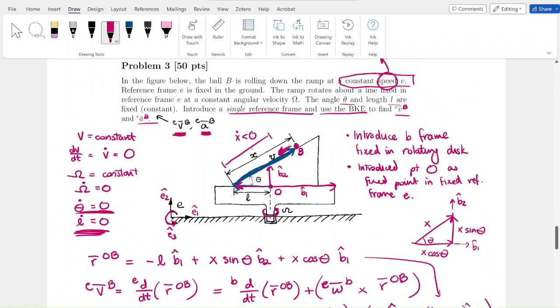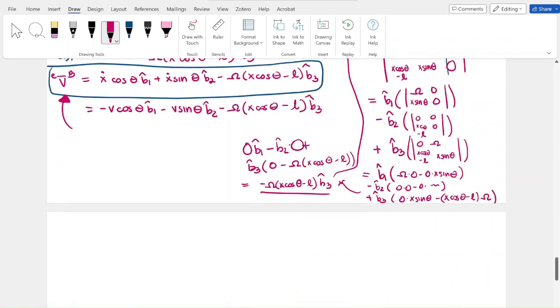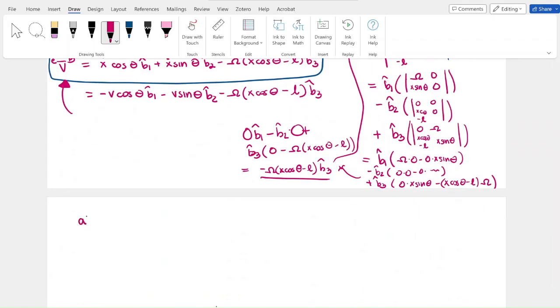Okay, so now we can do the exact same thing again for acceleration. So let's remember how to do BKE. The acceleration of the ball with respect to the E frame is a derivative with respect to time of the velocity of the ball in the E frame with respect to the E frame. How do we do BKE? First step, take the derivative of the vector. In this case, this is the velocity vector. With respect to the frame it is already written in. What is it already written in? It's written in the B frame. So that means we take it with respect to B.